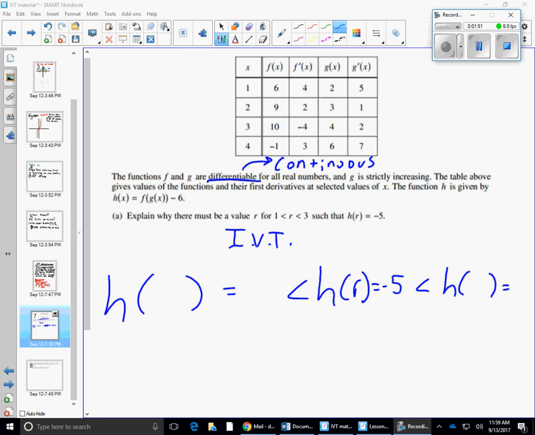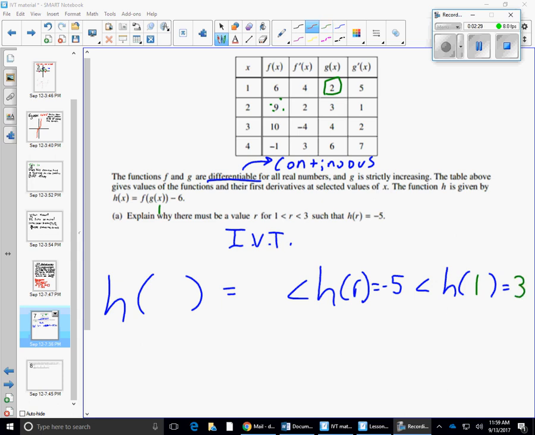So let's look at h of 1. If we want to calculate h of 1, I'm going to use green here for h of 1. Then we're going to have to look at g of 1, and then f of g of 1 minus 6. So g of 1 gives us 2. f of 2, because we then use our g of 1 input for our f input, will give us this 9 here. And then 9 minus 6, well, that'll give us the 3. So we'll have h of 1 is greater than negative 5 because it's equal to 3.